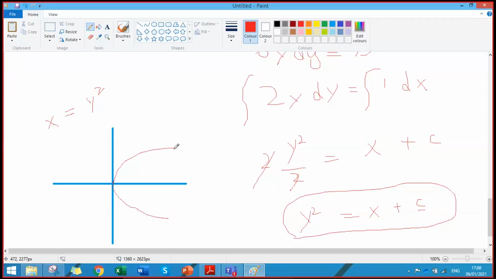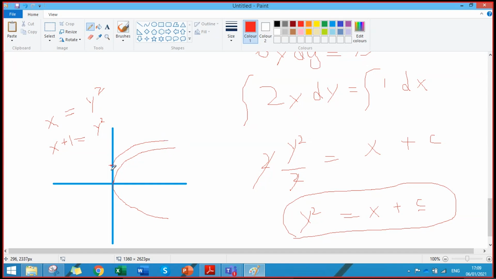Right? Yes, sir. If c is 1, then we will have a curve like, let's say the equation is x plus 1 equals y square. So it means that at x equals 0, y equals 1. So the curve would be shifting, right? Yes, sir. So we'll have a curve like this here.